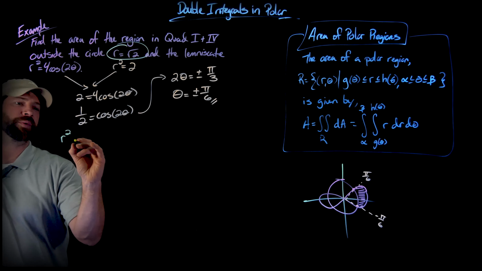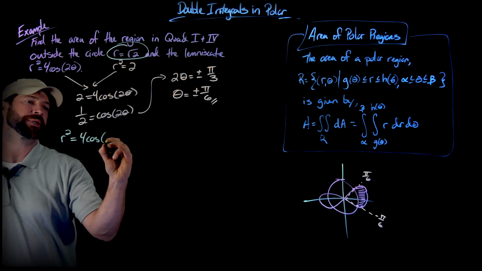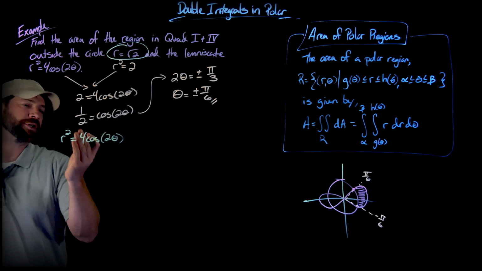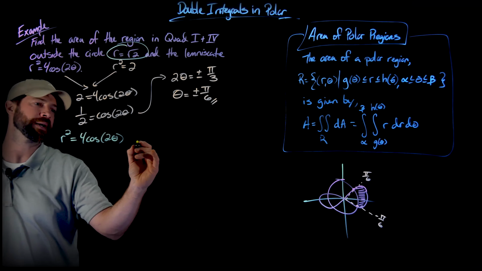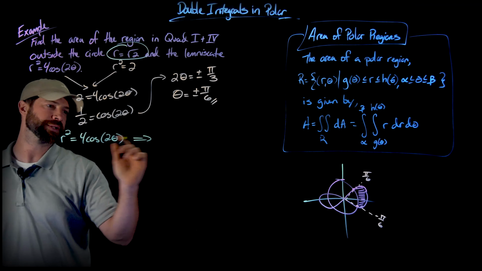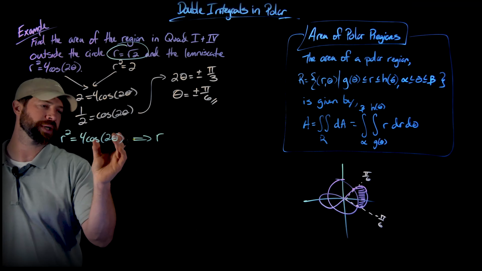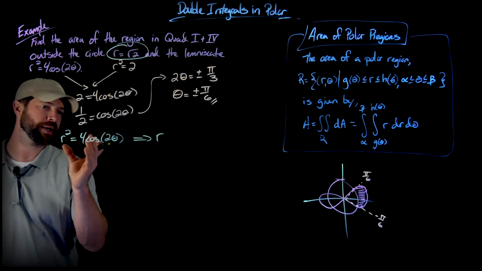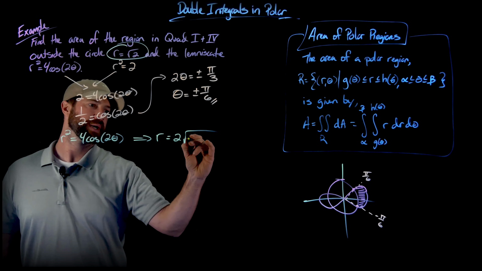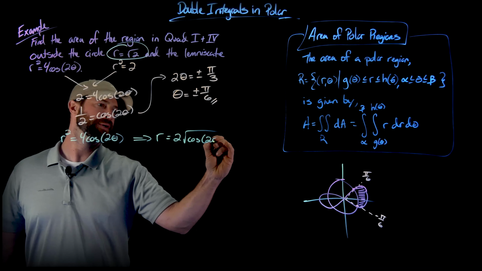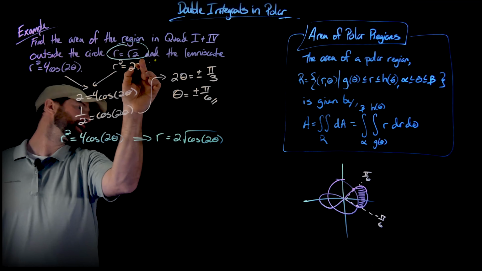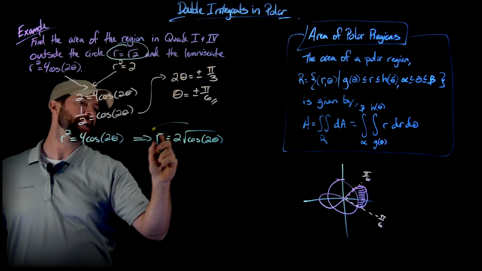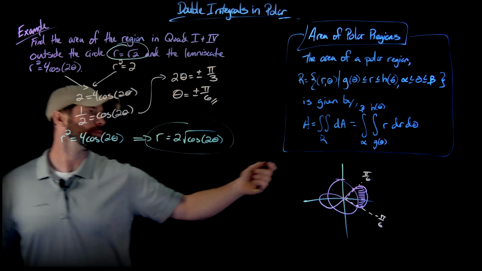So instead of r squared equals 4 cosine of 2 theta, to get this in terms of r, a function of r in terms of theta, what I can do is just take the square root of both sides of this, knowing that this cosine is only outputting positive, so I don't need a plus minus in this scenario right here. So I'll get 2 square root of cosine of 2 theta. So I have my inner function right here and then my outer function right here, which are important. This g of x and h of x are the lower bound and the upper bound here for my r values.